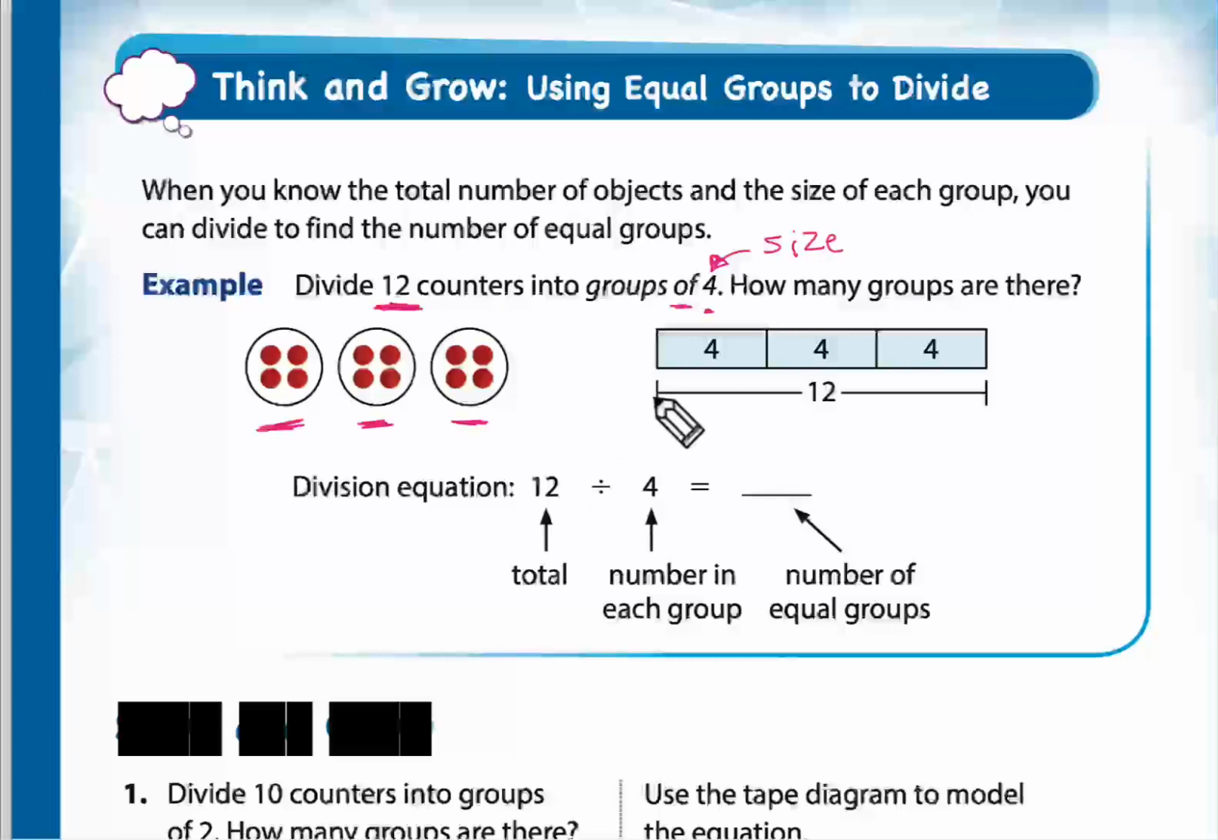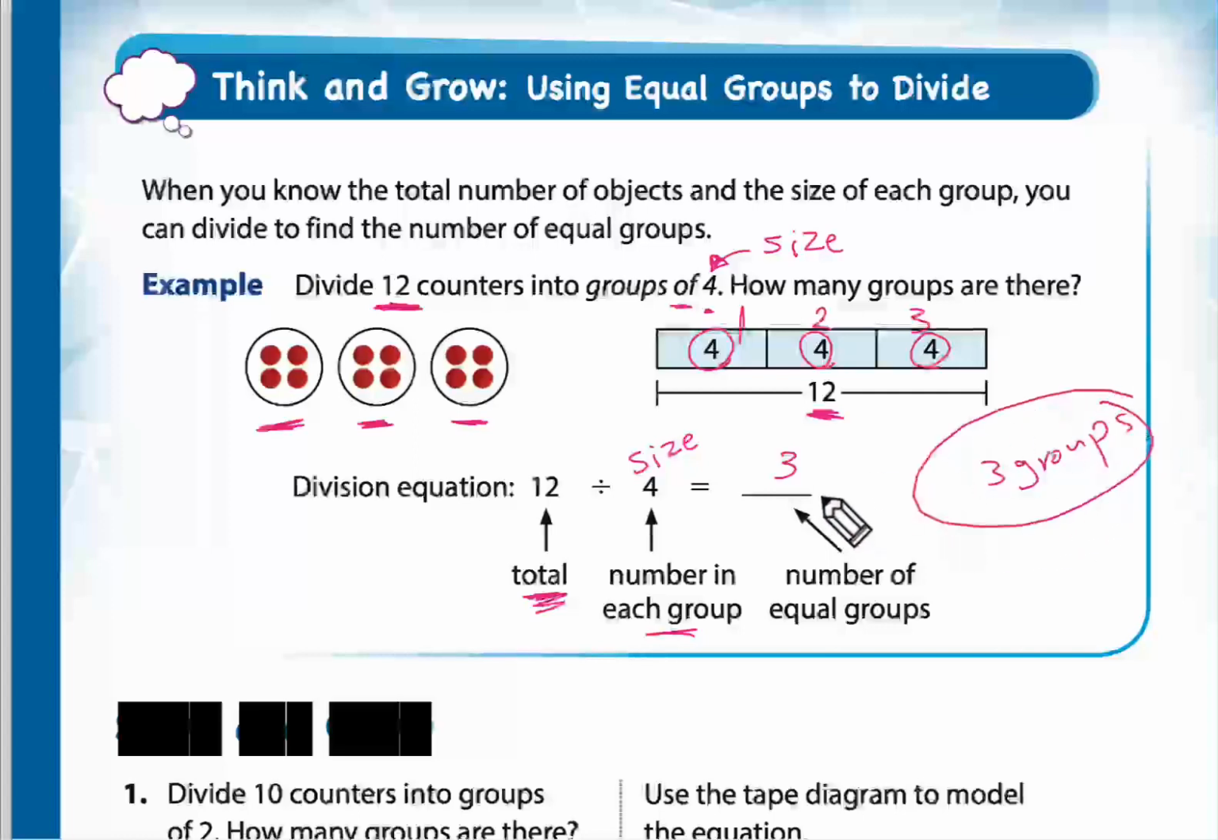And we can use the tape diagram to show 12 as the total and 3 groups, as you see here, 1, 2, 3 groups. And the size of each group is 4. Okay? So here in the equation, 12 is the total. 4 is the number in each group, or we can say that the 4 here is the size. And the answer here is the number of groups. We have how many groups? We have 3 groups. So the answer is 3.